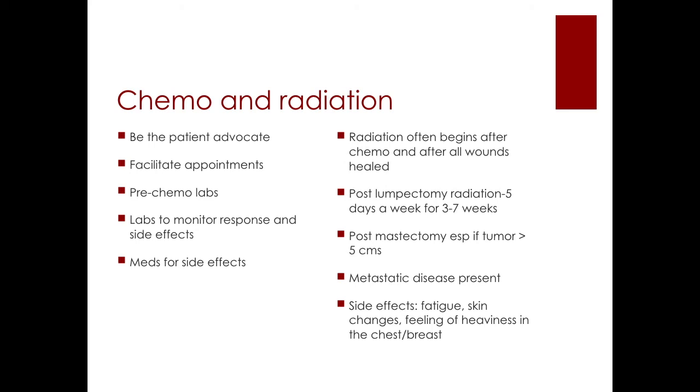Radiation will begin after chemo and once all the wounds have healed. The recommendations for radiation are 5 days a week for 3 to 7 weeks if the patient had a lumpectomy. This patient probably does not need chemo. Post-mastectomy, especially if the cancer lesion was greater than 5 centimeters in size and metastatic disease is present, this patient will be in therapy 5 days a week for at least 2 months. The side effects of radiation include skin changes, as in burns, tightness, and pain, fatigue, and a feeling of heaviness in the area being radiated.